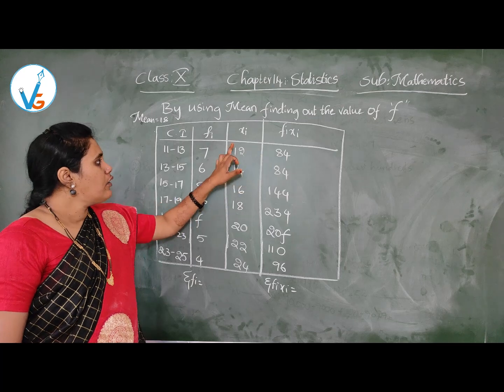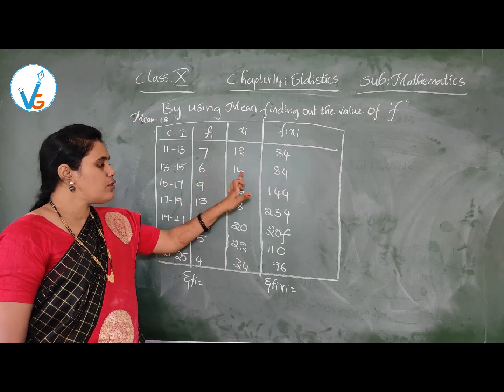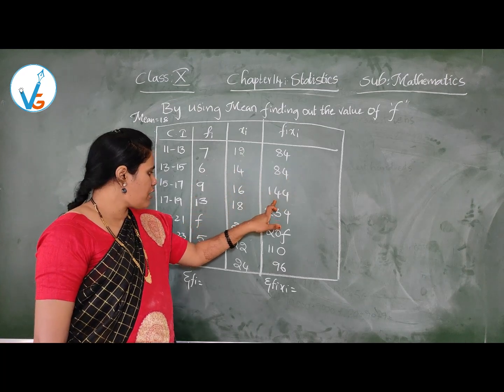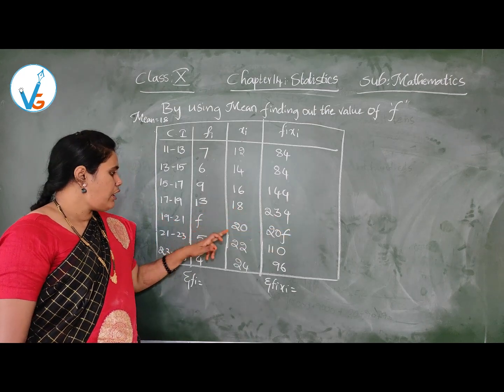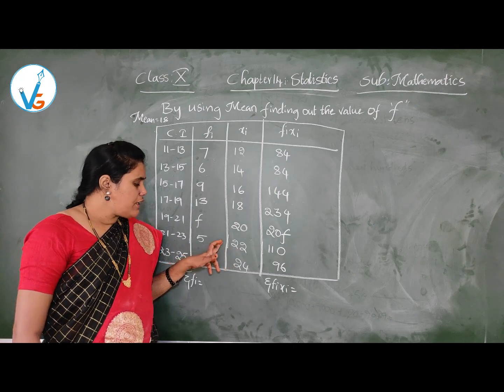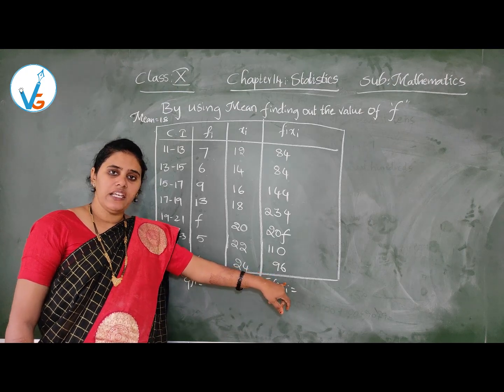Next here what we have to do, Fi into xi. 7 into 12 will be 84, 6 into 14 will also be 84, 9 into 16 will be 144, 13 into 18 if we do will get 234 and 20 into f will be 20f and 5 into 22 will be 110 and 4 into 24 will be 96.